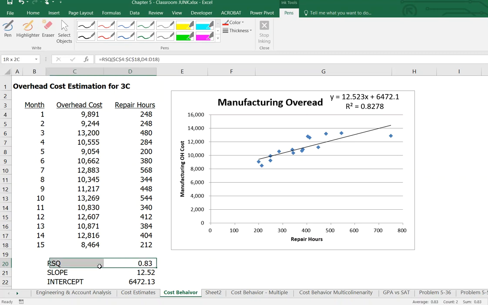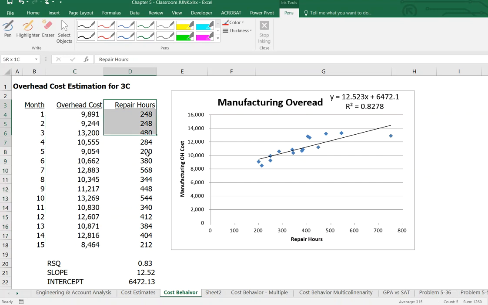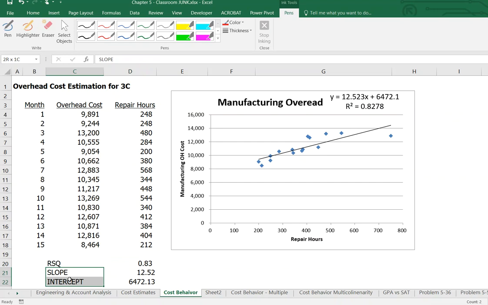Our R-square, how do we interpret that? Basically, we were saying that we could explain roughly 83% of the variability in cost using repair hours. We could have observed from our graph that we had a pretty decent R-square because these points are fairly closely clustered around our line. What we can't tell from these functions or our trend line with the equation up top is how significant either the slope or the intercepts are.